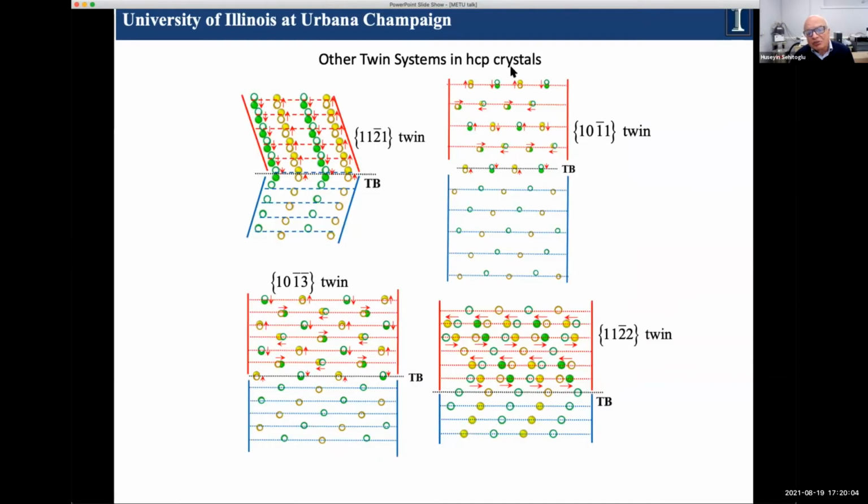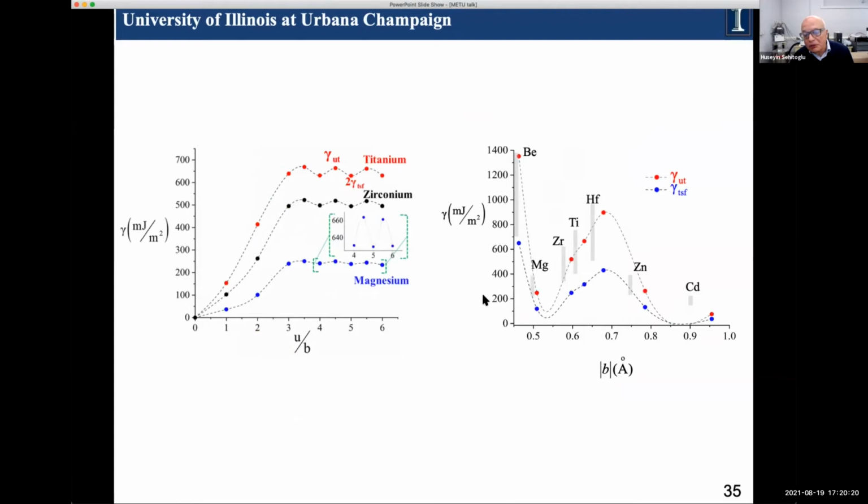So the other twin systems are possible in HCP, but they all involve shears and shuffles. So this is 112, 1 twin, 101, 3 twin. So the twinning in HCP system is actually a bit complicated. Going back to our original twin, we calculated these barriers again for magnesium, which is down here, titanium, which is here, this gamma UT, gamma TSF here, and hafnium, and zinc, and cadmium. And the same ideas, the gamma UT, and then this migration.